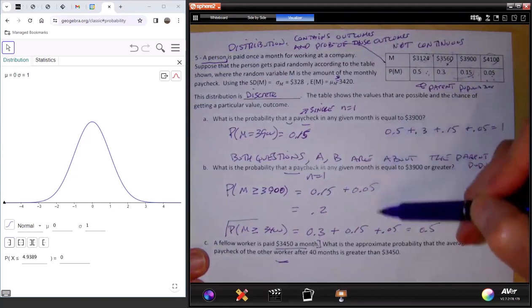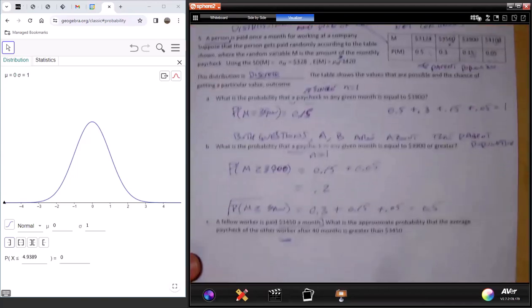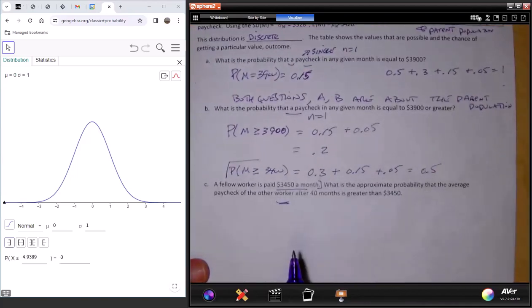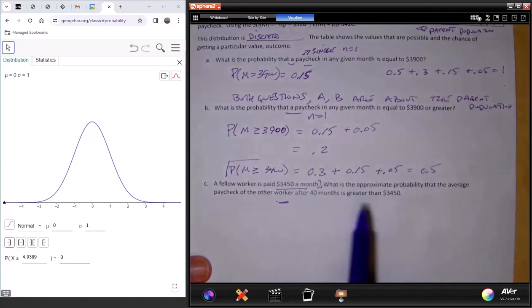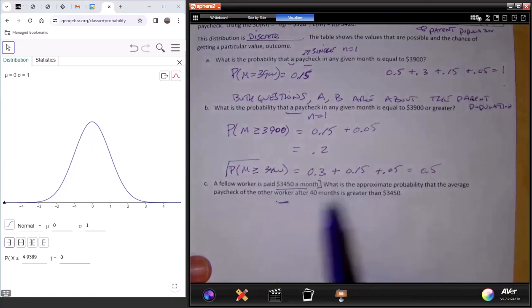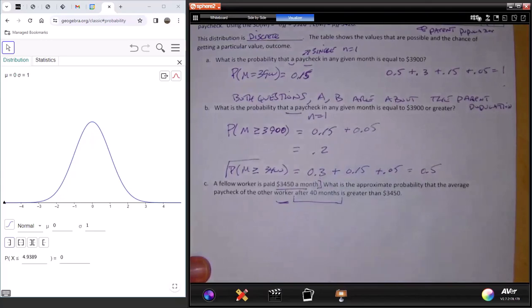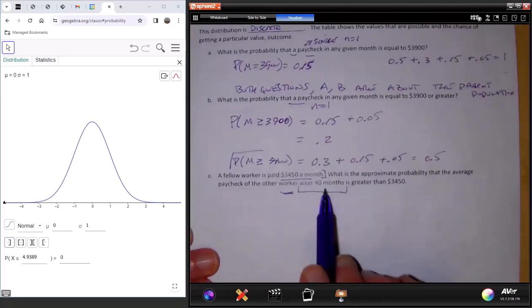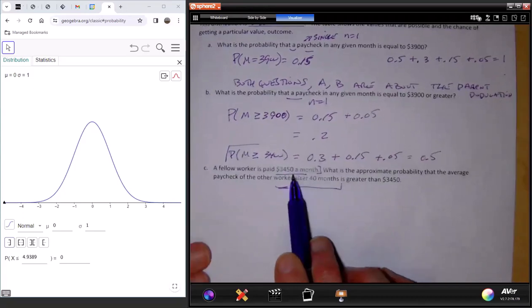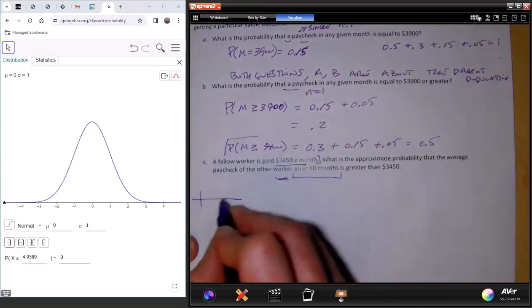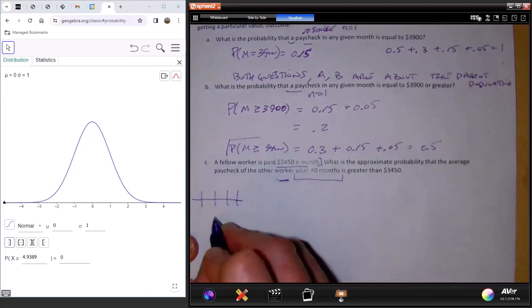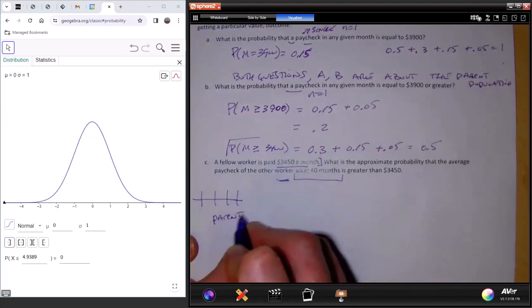So these questions have been about this single person, but there's a fellow worker that just gets a flat 34.50. What's the approximate probability that the average paycheck of the other worker, this person that's getting paid randomly, after 40 months is greater than 34.50? So in other words, can this person getting paid randomly outperform this person? The parent population, I'm going to draw this, is discrete. So this is the parent population.